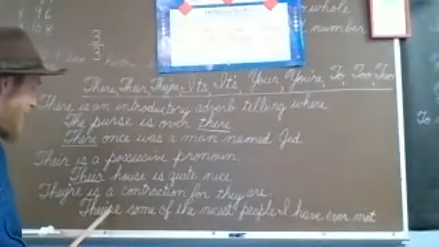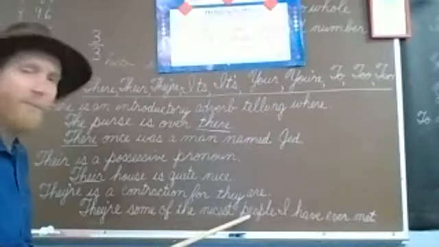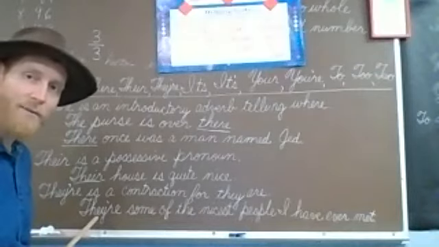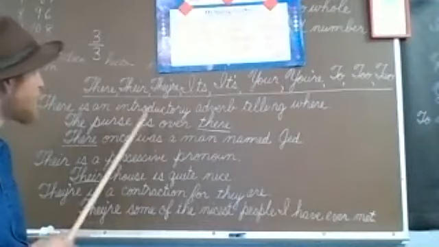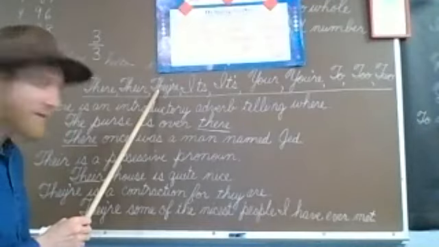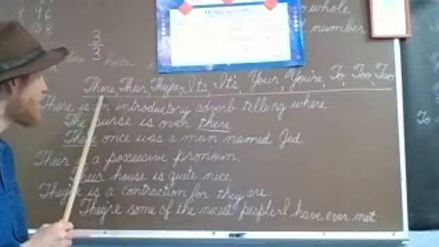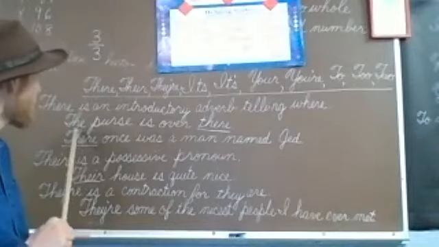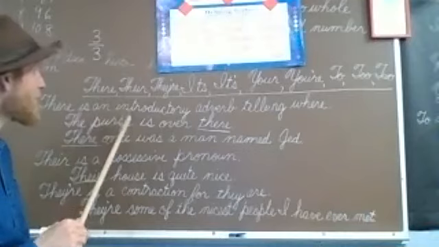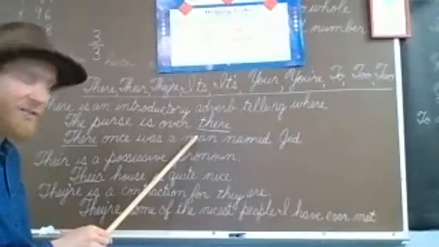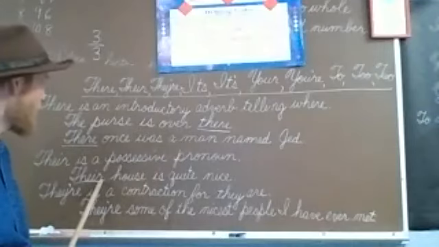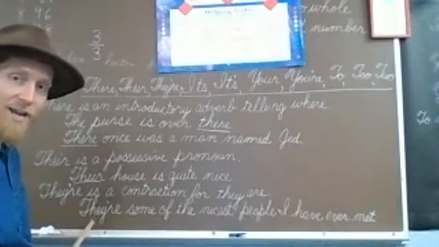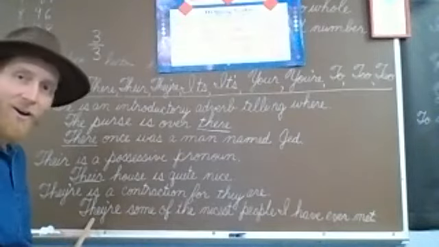So let's look at this. They're some of the nicest people I have ever met. Could I say they are some of the nicest people I've ever met? Yes. So that's how you know it's the contraction there. They are. It's not this one, and it's not that one. And there you have all three theirs. There, meaning an introductory adverb telling where, T-H-E-R-E. There, showing ownership, possessive pronoun, their house, their car. And there, the contraction for they are.